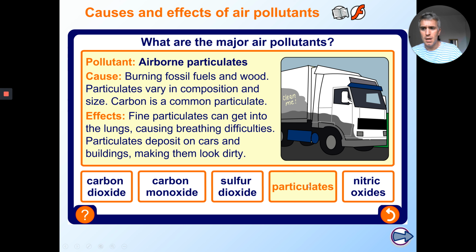Particulates, airborne particulates. They're another thing produced when fossil fuels burn with less oxygen, not enough oxygen. Fine particulates can get into the lungs, causing breathing difficulties. And particulate deposits on cars and buildings make them look dirty. So if things get covered in soot and dirt and whatever, those are particulates.